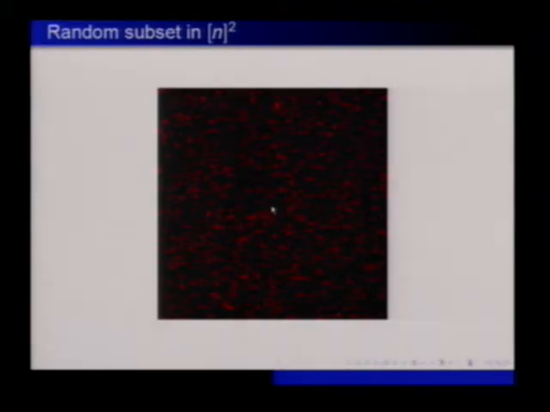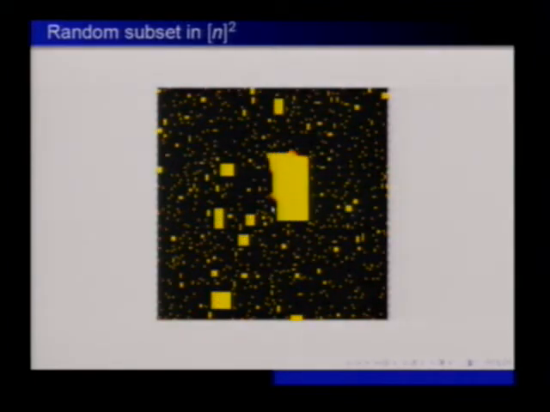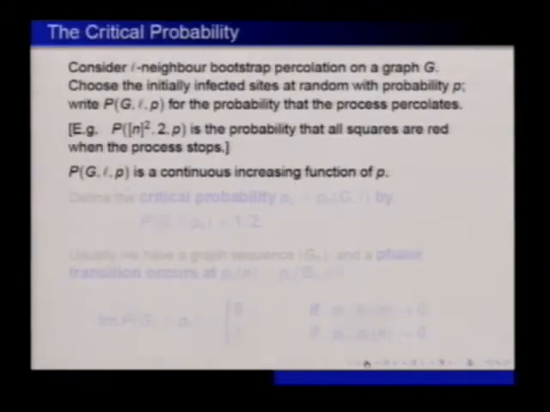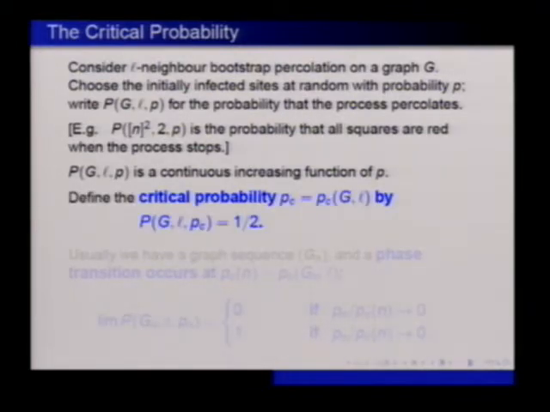And now if we start the process, and it will all be yellow, that's how the infection spreads, and we get everything. So the question is, what p is likely to produce this? We are interested in this critical probability. Let's define it essentially as the probability at which the likelihood of percolation is 1/2.